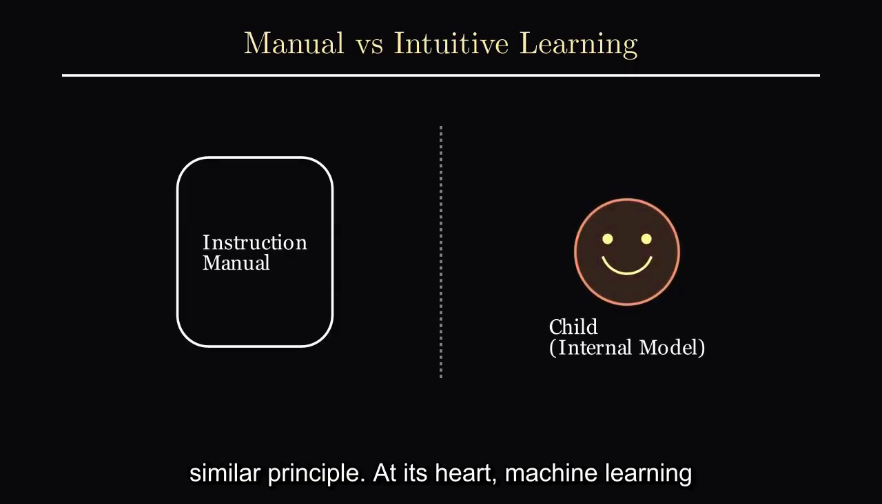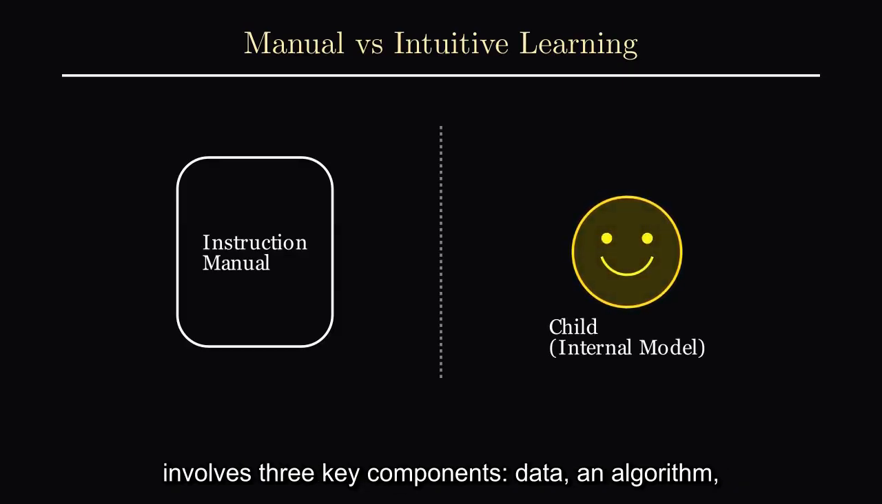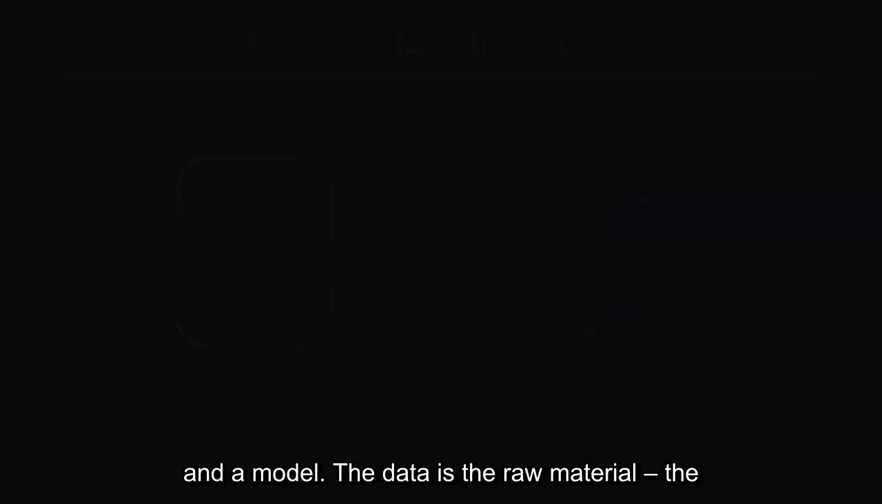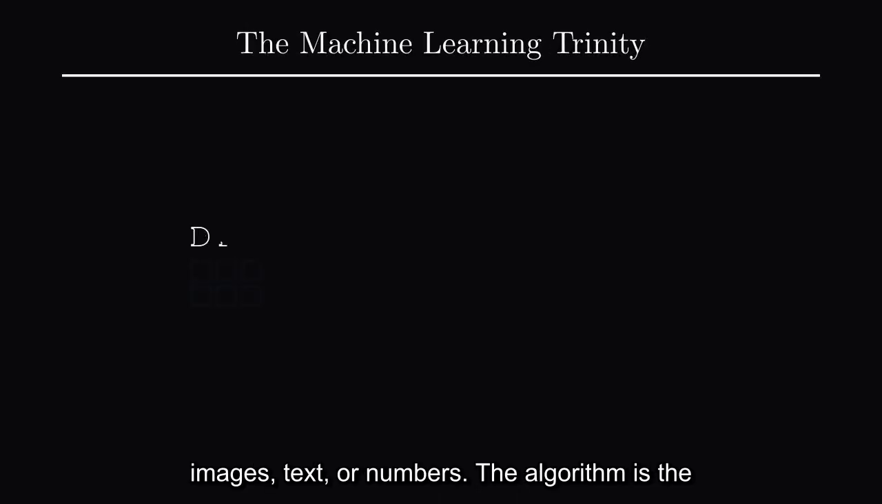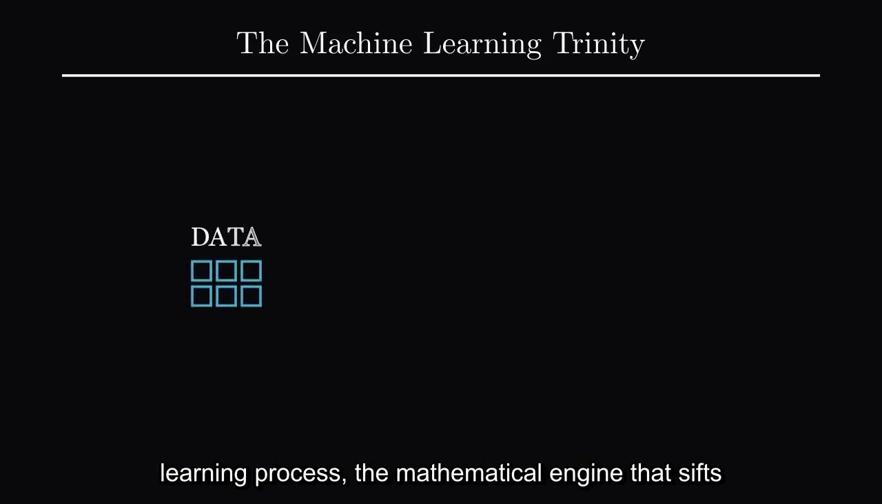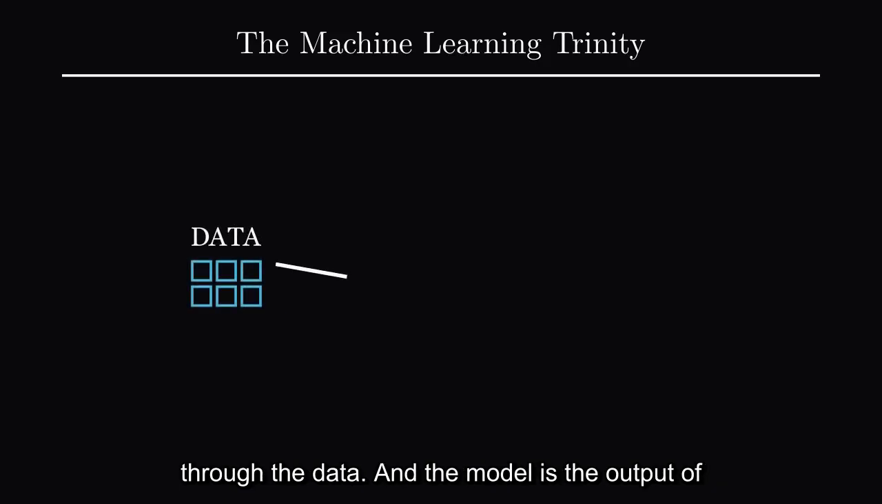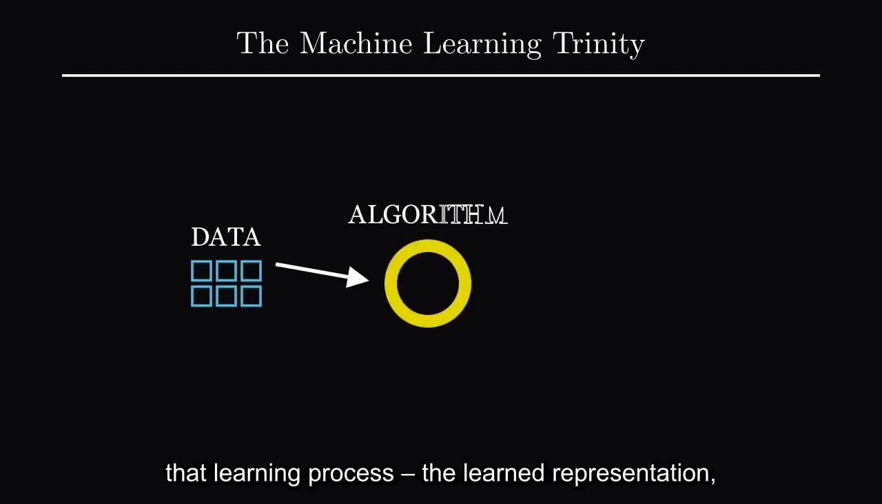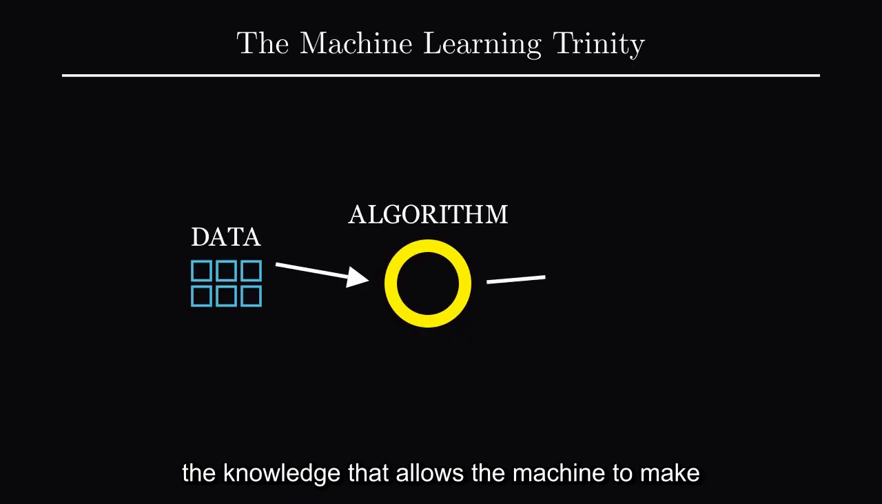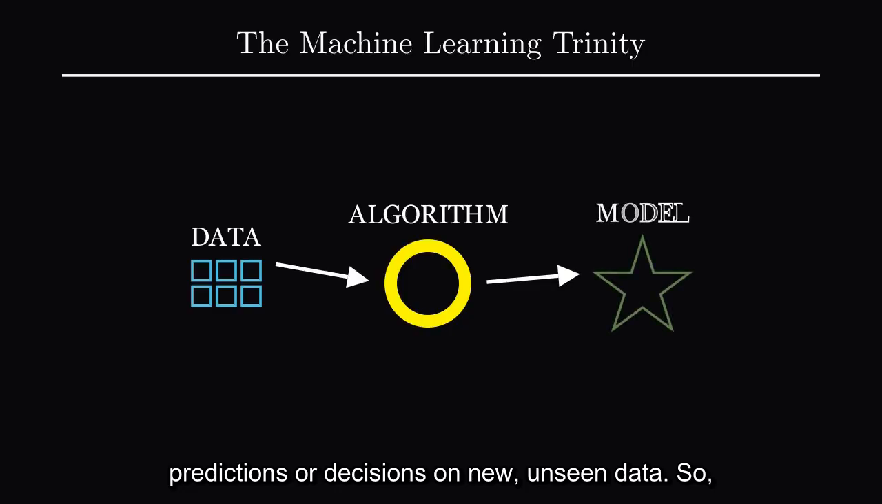At its heart, machine learning involves three key components: data, an algorithm, and a model. The data is the raw material, the images, text, or numbers. The algorithm is the learning process, the mathematical engine that sifts through the data. And the model is the output of that learning process, the learned representation, the knowledge that allows the machine to make predictions or decisions on new, unseen data.